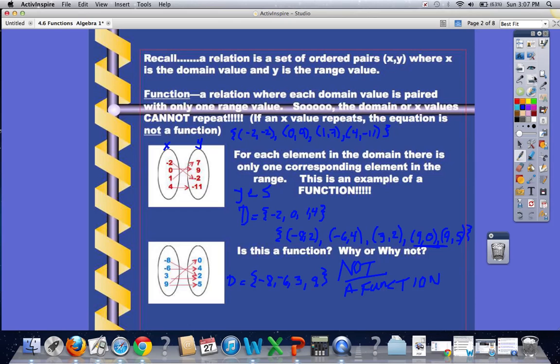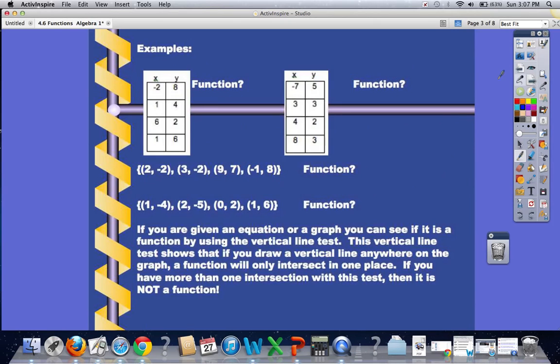Okay, let's go to the next slide. All right, so now we're also going to be looking at tables. We'll look at graphs, we'll look at ordered pairs, we're going to look at every which way they would represent a relation. All right, so let's look down our X column. We have a -2 and an 8. We have a 1 and a 4. We have a 6 and a 2. And we have a 1 and a 6.